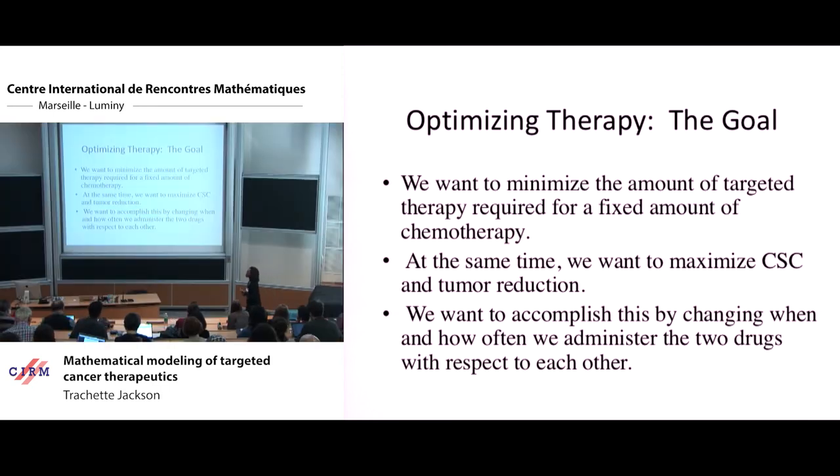So what we want to do is minimize the amount of the targeted therapy required for a fixed amount of chemotherapy. Because the chemotherapy is the standard of care, we know how it's given, we know what they typically do, we're going to keep that fixed. We're going to vary the amount of the new targeted therapy and see if we can minimize how much we have to give. At the same time, we want to maximize the reduction of the cancer stem cell pool. So we want to get rid of as many stem cells as possible. How are we going to do this? We're going to change the timing and ordering of the two different drugs in relation to each other.